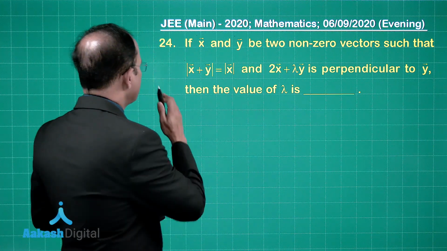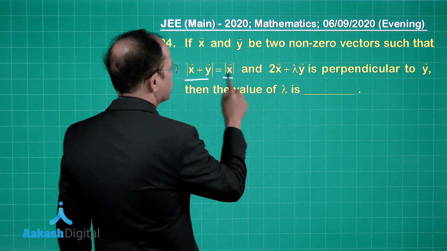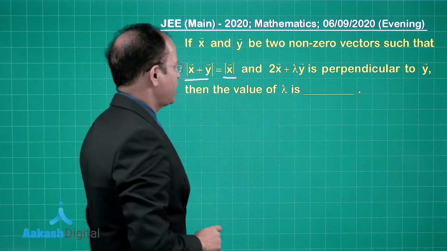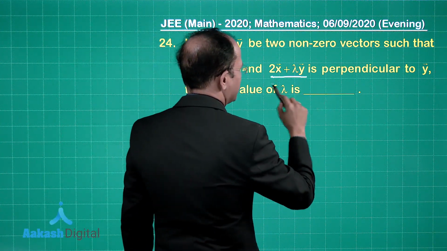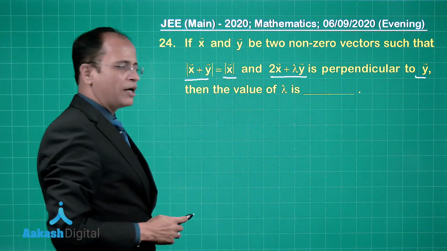Now friends, let's talk about question number 24. You have been given mod of x plus y is equal to mod of x, where x and y are the 2 non-zero vectors we have. And also 2x plus lambda y is perpendicular to y. So we have to find the value of lambda here.